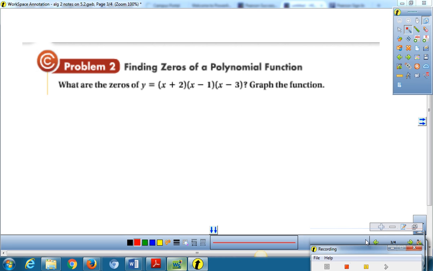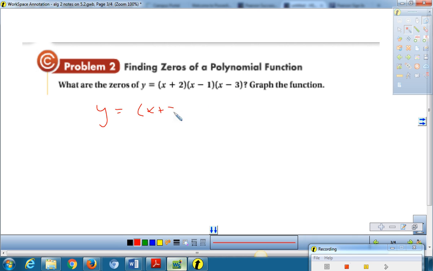Okay, so moving on to the next example. Find the zeros of a polynomial function. Here they've given you a polynomial in factored form already. y equals x plus 2 times x minus 1 times x minus 3. They're asking us to find the zeros. So now we use the zero product property. We take each factor and set it equal to 0 and solve.